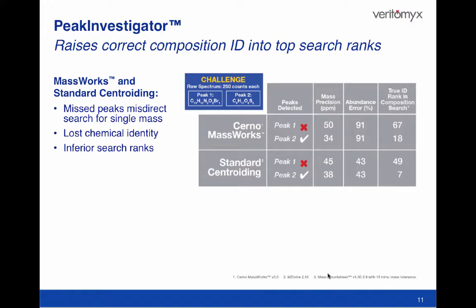Now, let's take the same peak pair that we have been examining into a compositional ID search using Mass Mountaineer software. The peak pair was not deconvolved by Cerno MassWorks or standard centroiding, and the large mass and abundance precision errors that result cause misdirection of the compositional searches away from the correct identities.